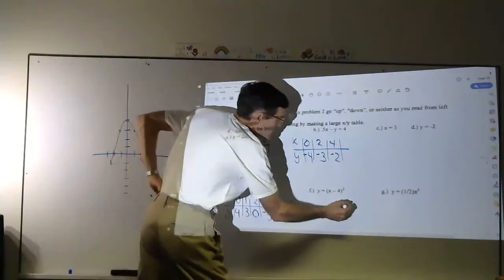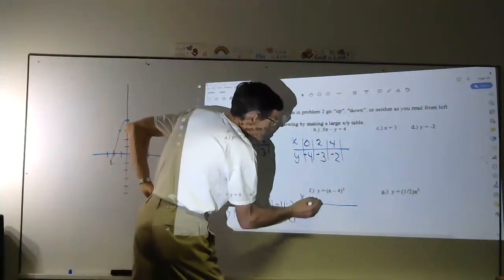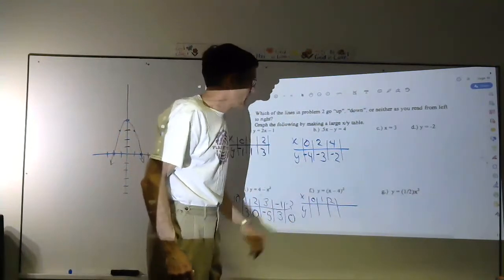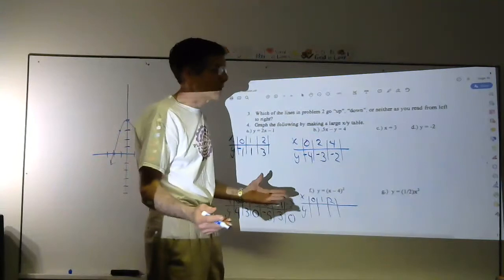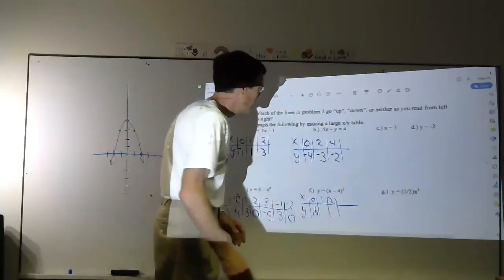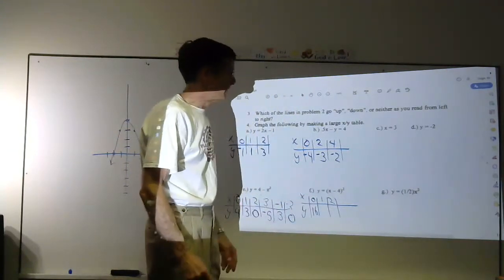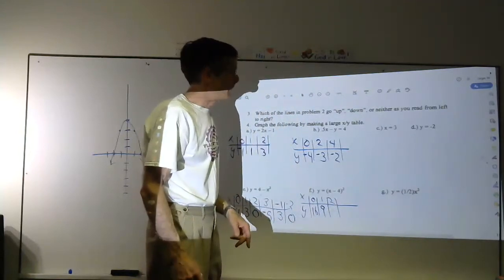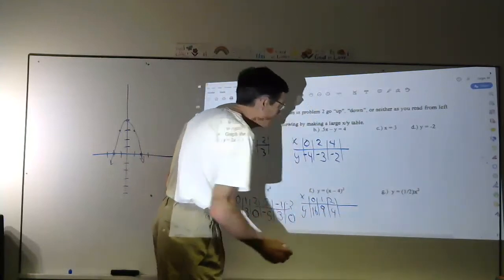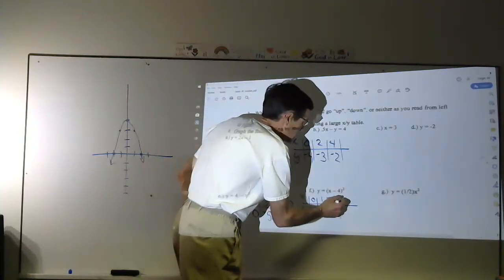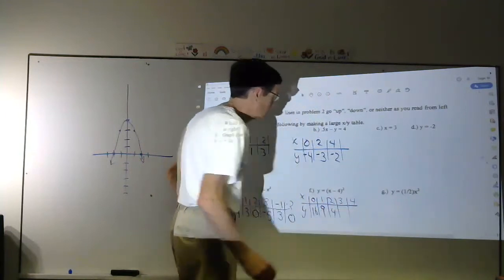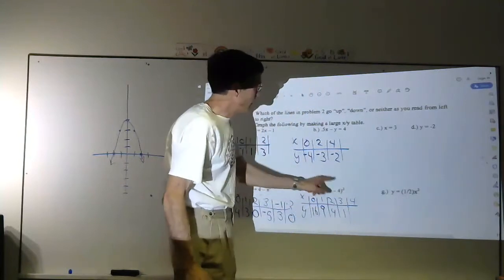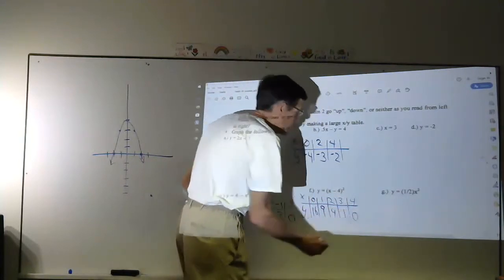All right, let's do this one. Once again, I'll use 0, 1, and 2. 0 minus 4, yikes, is negative 4 squared is 16, okay? 1 minus 4 is negative 3 squared is 9. 2 minus 4 is negative 2 squared is 4. Yikes. Let's try 3 and 4. 3 minus 4 is negative 1 squared is 1. 4 minus 4 is 0 squared is 0.